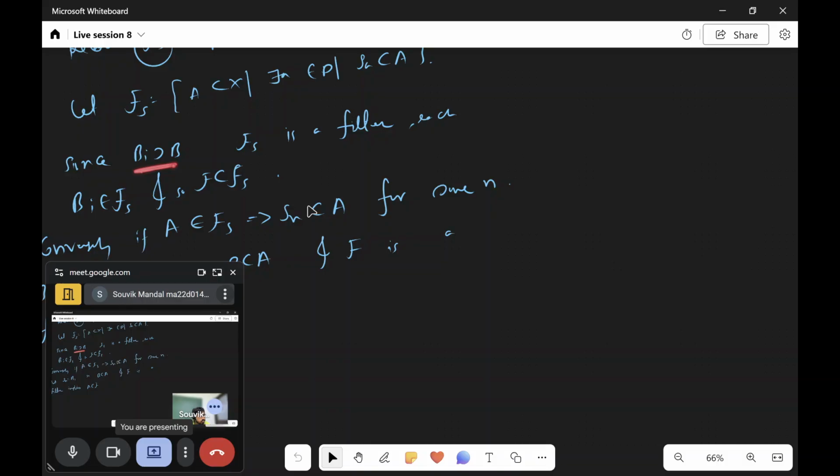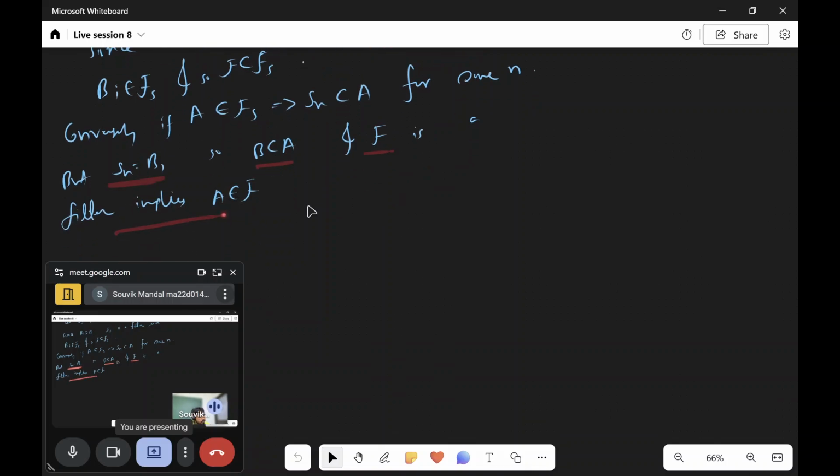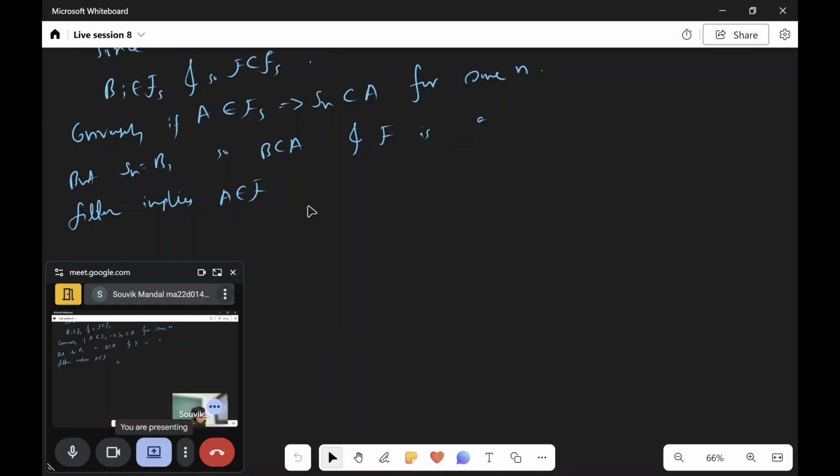Since Bi contains B and F of S is a filter, each Bi belongs to F of S, and so F is a subset of F of S. Conversely, if A belongs to F of S, then Sn is a subset of A for some n, and if we put Sn equal to B, then B is a subset of A, and F is a filter, which implies A belongs to F. So that is the argument. Is this clear? Now go for the next question.